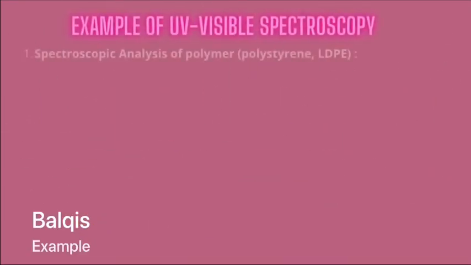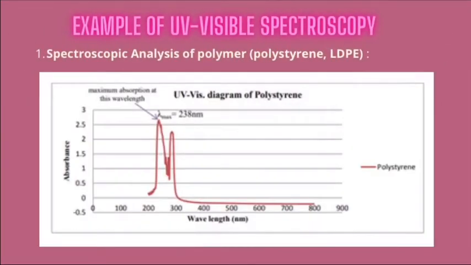An example of UV-visible spectroscopy is, first, spectroscopy analysis of polymers, polystyrene and LDPE. The diagram shows the UV-visible absorption spectrum for polystyrene. Absorbance on the vertical axis is the measure of the amount of light absorbed. The higher the value, the more of a particular wavelength is being absorbed. The absorption peaks at a value of 238 nanometers. This is in the ultraviolet, and so there would be no visible sign of any light being absorbed. So the polystyrene is colorless.